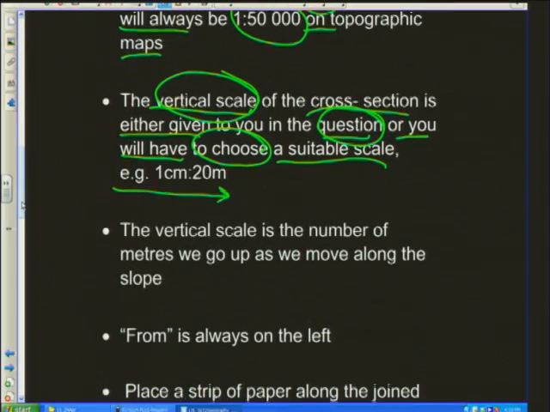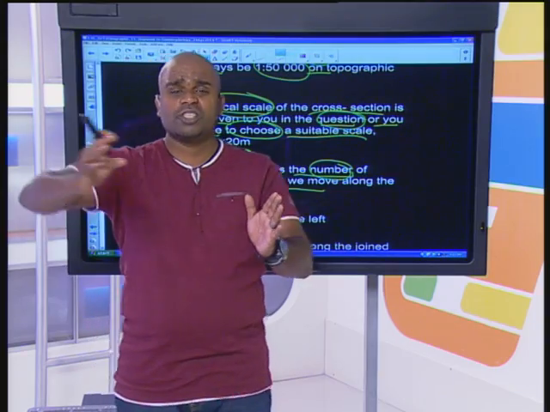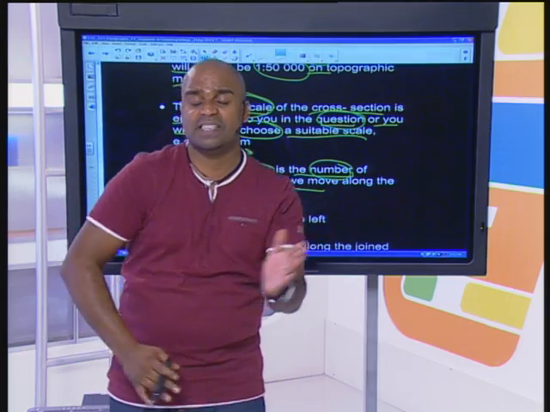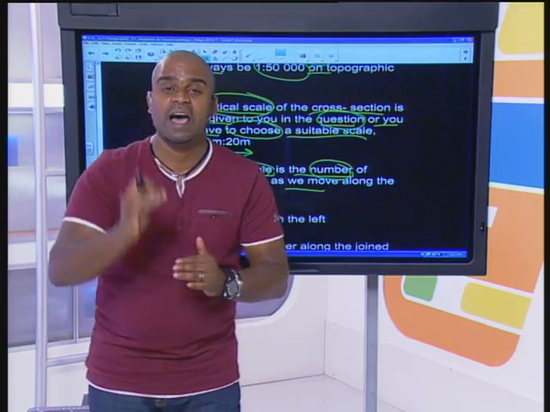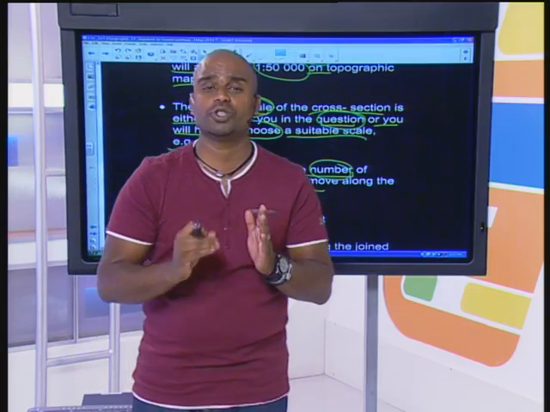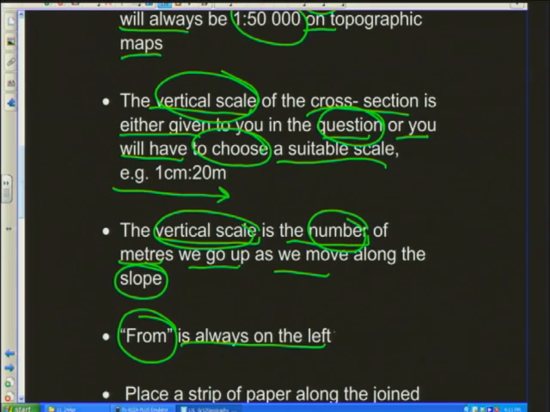Moving further, the vertical scale is the number of meters we go up as we move along the slope. What this means is that between the 2 points, A and B, you have various contour lines. What you have to physically look at is the highest height as well as the lowest height. When we do this, we will be able to determine how high our contour interval is going to take us on the y-axis. From is always on the left.